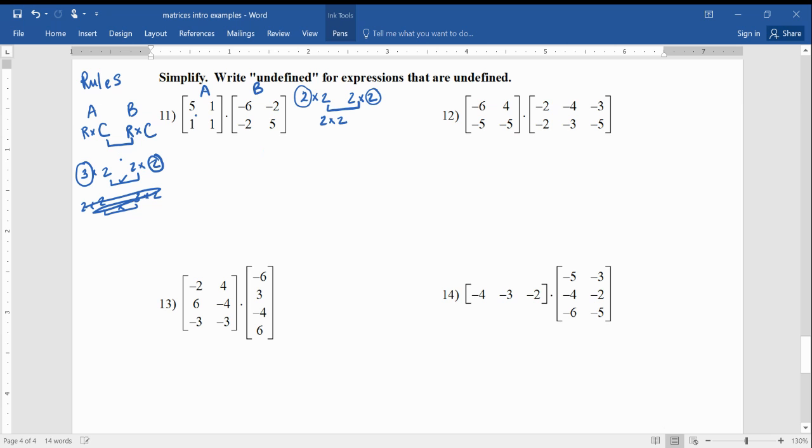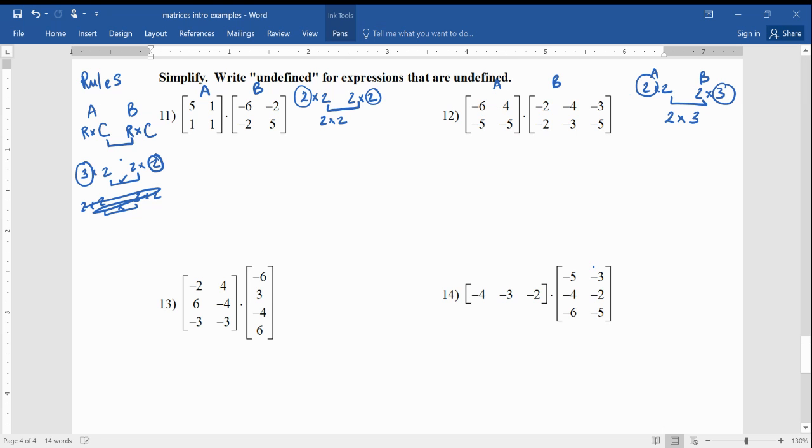We call this a square matrix because the rows and the columns are the same. You can always multiply two identical square matrices: two 2 by 2s, two 3 by 3s, two 4 by 4s, etc. Here's another matrix A and another matrix B. Let's see what's going to happen. This is a 2 by 2, and matrix B is a 2 by 3. Do the columns match the rows? Absolutely. So the answer will be a 2 by 3.